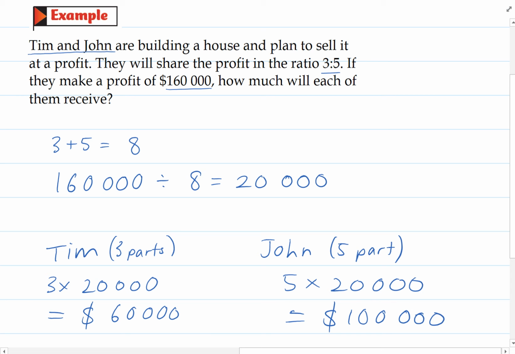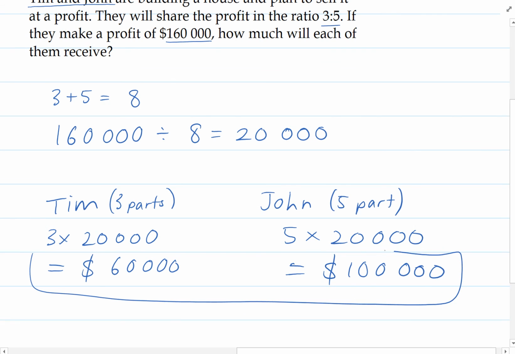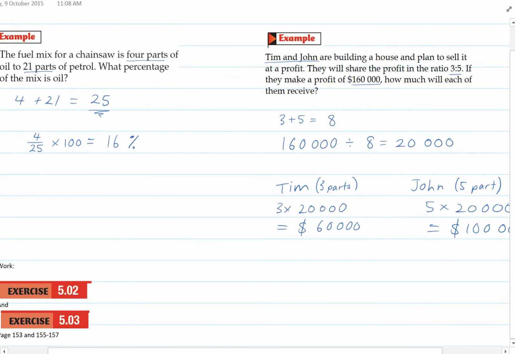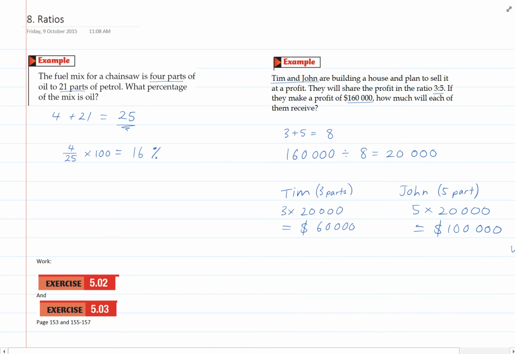And a good check to see that we've made our calculations correctly is to add these two amounts together and check that they equal the total profit of 160,000, and they do, so we know that we're right. Okay, so just remember that, add the ratios together to get the total, and that's how you work with it.